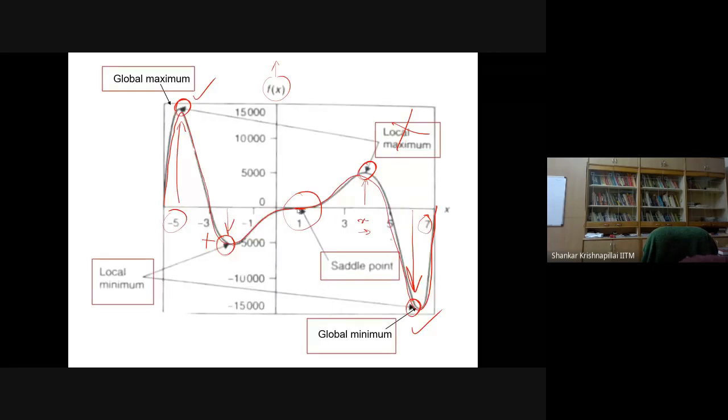Let us see the importance of these points. Another important thing is that if you use an optimization algorithm which is not well designed, it will get stuck in the local maxima or local minima or the saddle point.